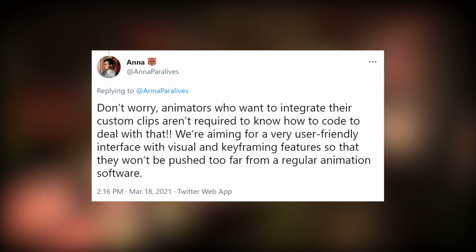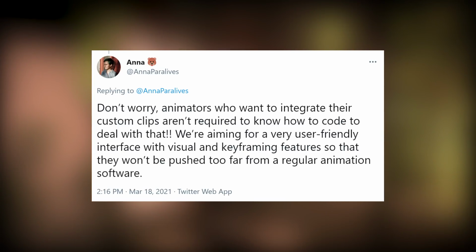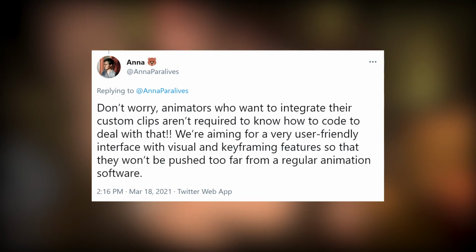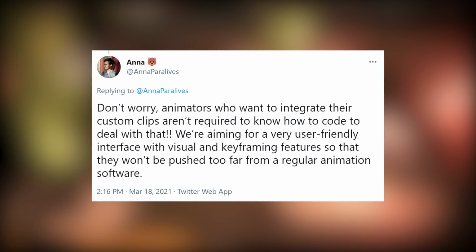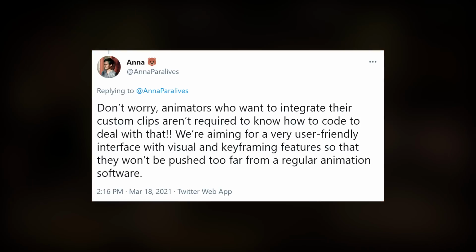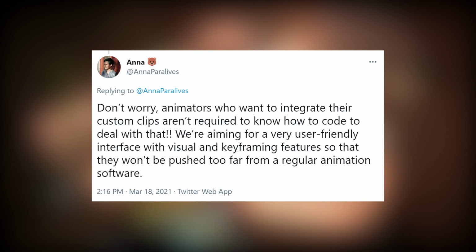Don't worry, animators who want to integrate their custom clips aren't required to know how to code to deal with that. We're aiming for a very user-friendly interface with visual and keyframing features so that they won't be pushed too far from a regular animation software. So yeah, it looks like they are gonna basically give us a head start, or give modders a head start.